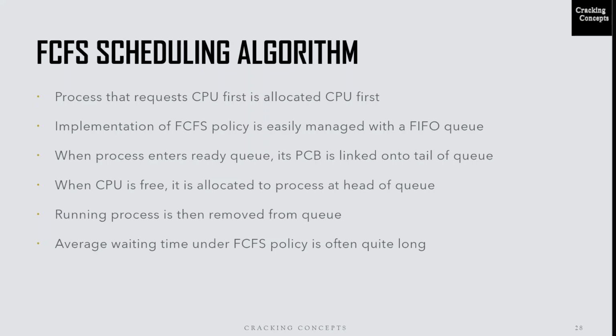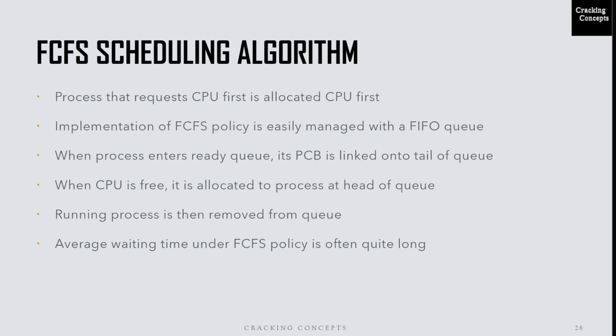Now we will see the FCFS scheduling algorithm, which is first come first serve. Now this is the simplest CPU scheduling algorithm. With the scheme, the process that requests the CPU first is allocated the CPU first. The implementation of the FCFS policy is easily managed with a FIFO queue. When a process enters the ready queue, its PCB is linked onto the tail of the queue. When the CPU is free, it is allocated to the process at the head of the queue.